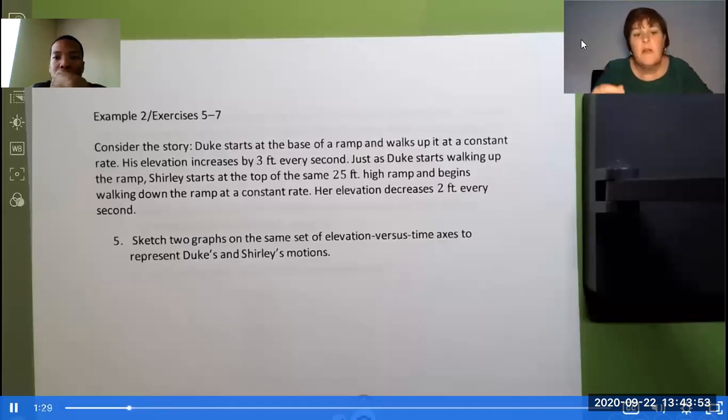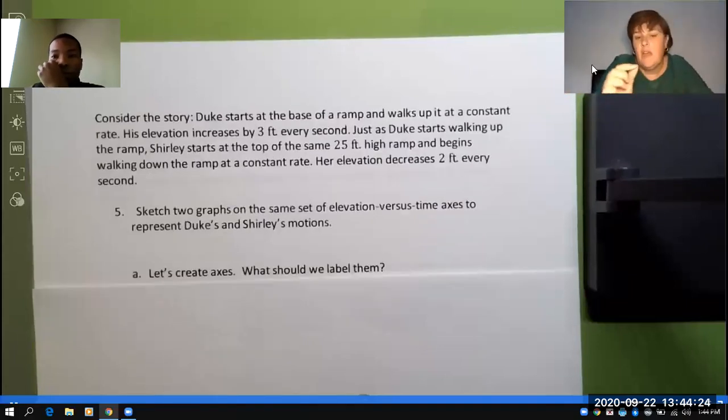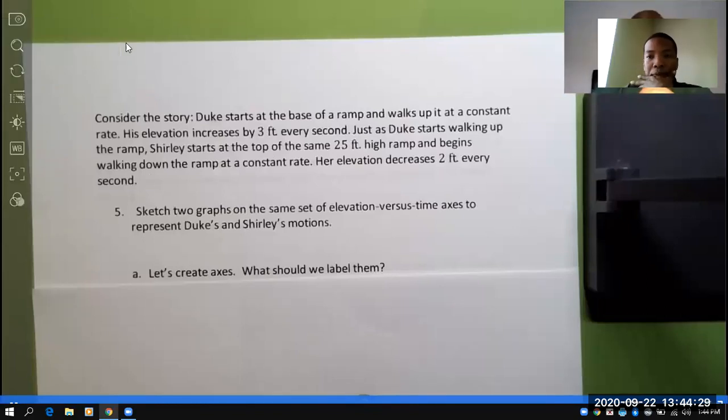All right, so question 5 says, sketch 2 graphs on the same set of elevation versus time axes to represent Duke's and Shirley's motions. Well, when I got thinking about this, I thought, wow, I'd have to do a lot of steps in order to sketch these 2 graphs. So I have some guiding questions to help us do that. I'm going to switch to my next page. You don't have these questions, but it's just going to help us to be able to sketch these 2 graphs. So we're asked to sketch 2 graphs on the same set of elevation versus time axes.